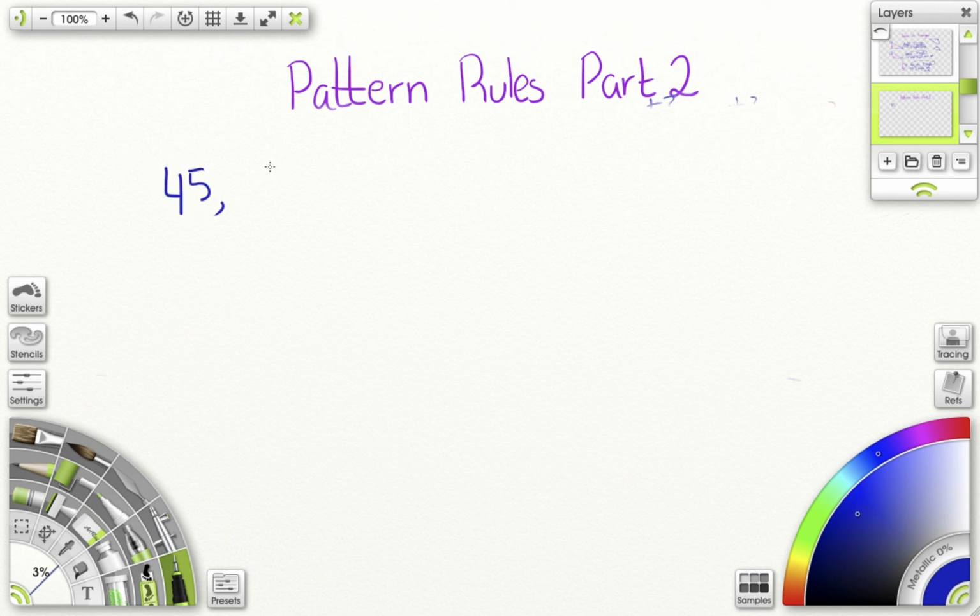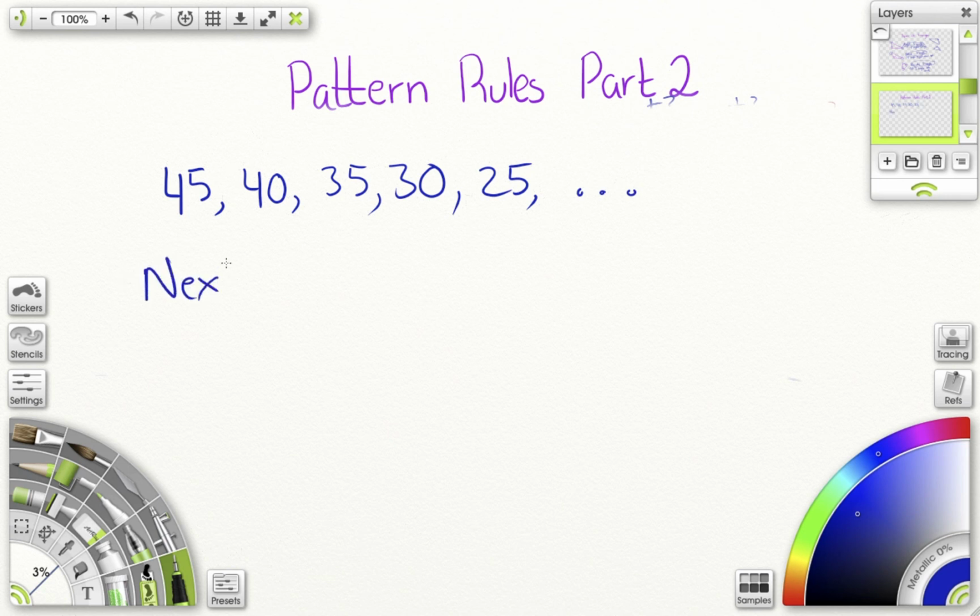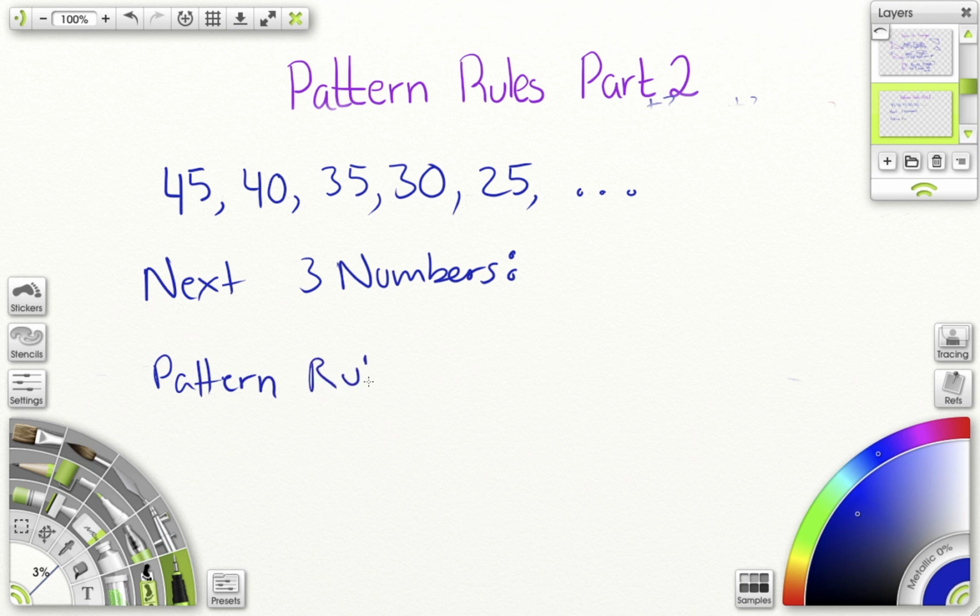45, 40, 35, 30, 25, and then 1. So first part is the next 3 numbers. And then this part here is going to be called the pattern rule, or what can you tell me about the pattern? Something like that. So first of all, we need to figure out what the next 3 numbers are.